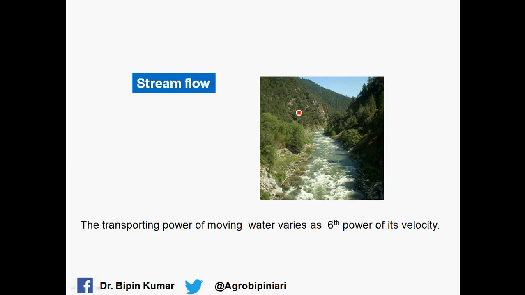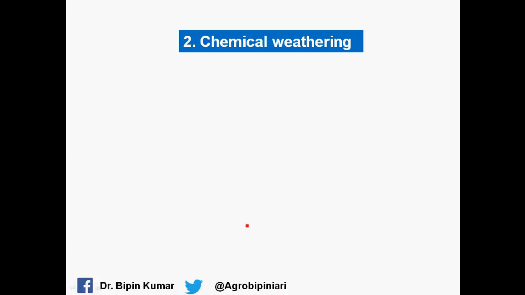Other is stream flow. We know that glacier melts from our mountains and goes through the rift valley, and the velocity of the water itself causes the breaking of harder or bigger rocks into smaller rocks, and finally into silt and soil form. It has been proven that the transporting power of moving water varies as the 6th power of its velocity. If the velocity is 1, then its transporting power will be 6 times of that. So these were the physical weathering, and now we are moving toward chemical weathering.